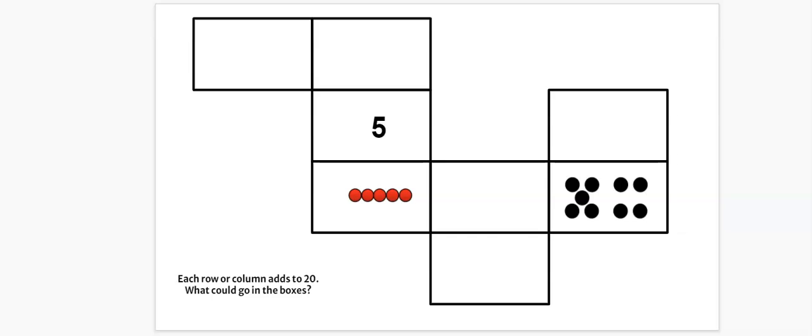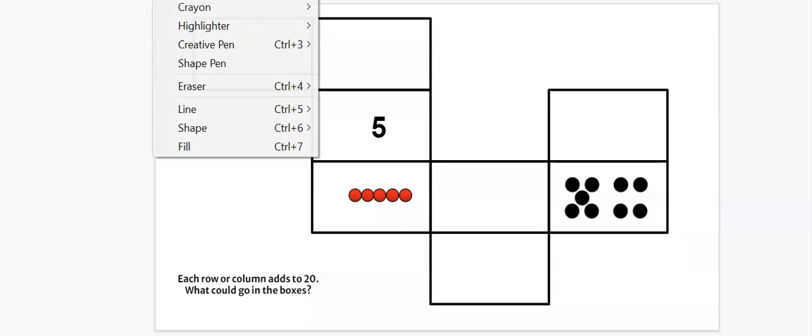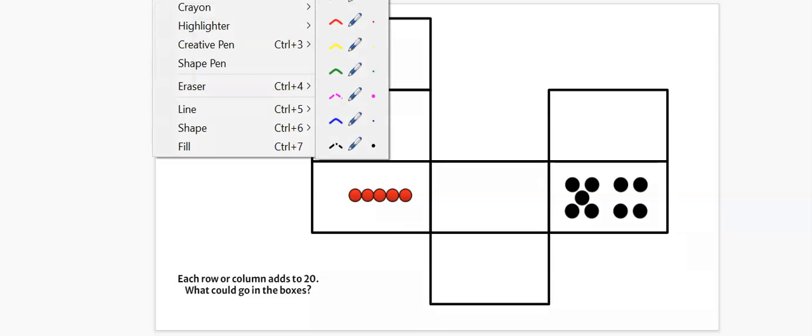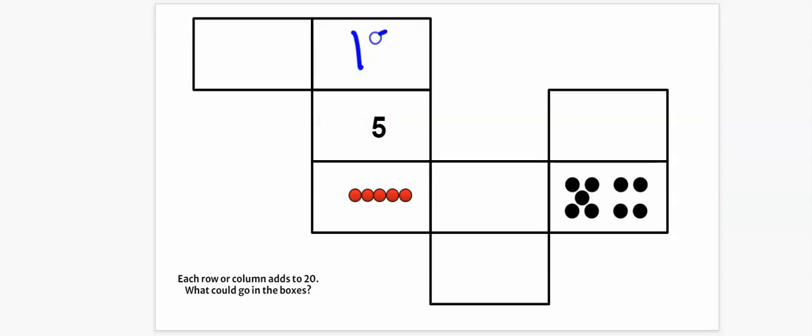Okay, here is another puzzle for us to solve. Now, I think I'm going to start here on this column. Here's 5. How many red dots do you see? That's right. So what's 5 and 5? That's 10. So I know this one here, right above it, also has to be 10, because 10 and 10 equal 20.